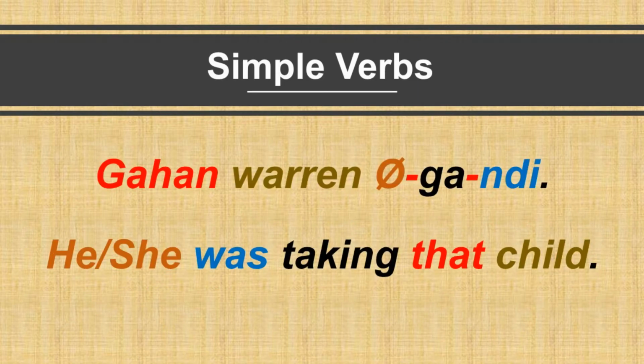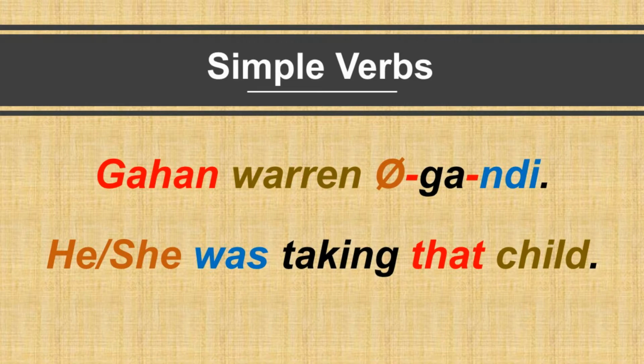Now let's have a look at other real-life examples with the new forms that we've just learned. He or she was taking that child. Gaan waren Gandhi. Very simple. Gandhi means he or she was taking. In English, it is so long. The zero prefix here means he or she. The suffix ndi means past, and ga is the verb take.